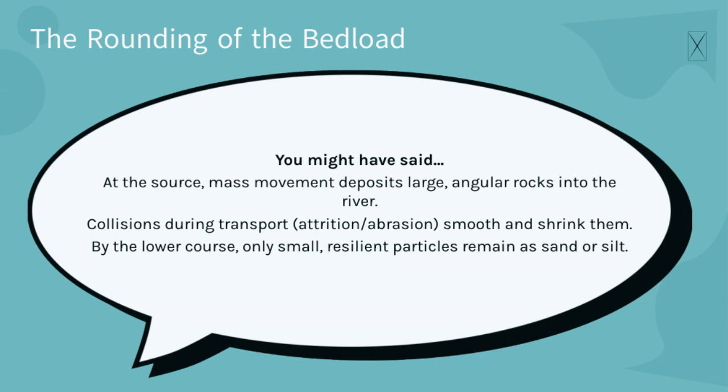A strong GCSE answer could say, at the source, large angular rocks enter the river through weathering and mass movement. As they are transported downstream, they collide with each other and the riverbed. This causes attrition and abrasion, which break the rocks into smaller pieces and smooth their edges. By the time the river reaches its mouth, much of the bed load has become fine sand, silt, or small rounded pebbles. That answer is strong because it explains both the starting condition and the processes of change.